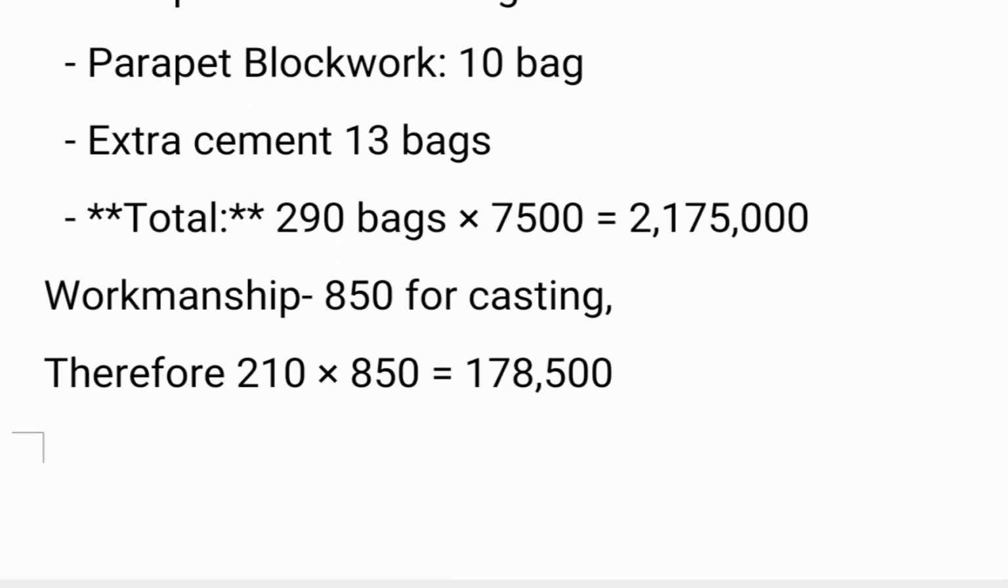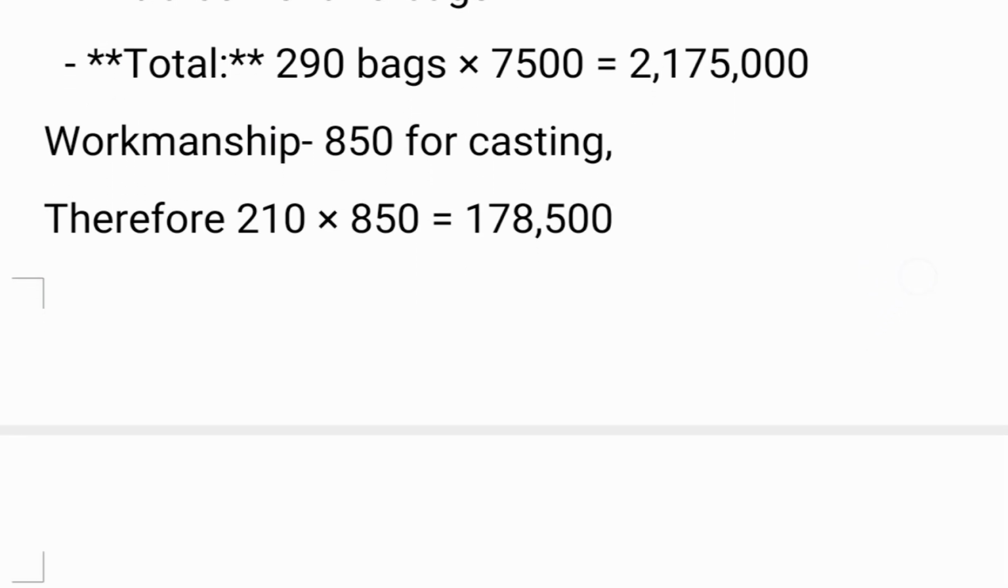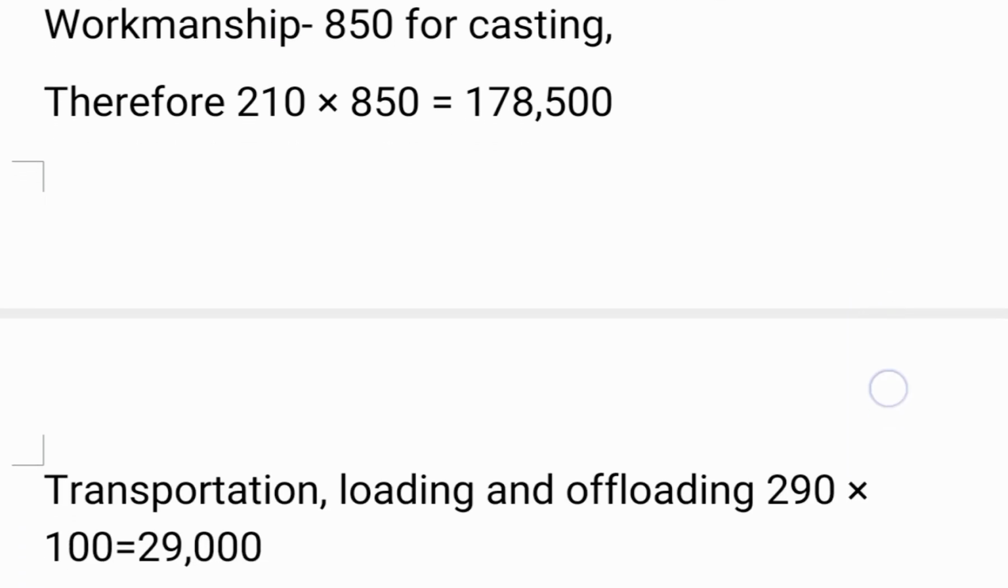Workmanship. Workmanship depends. That's why I had to break it down. It depends on your workers and your engineers. Some workers will prefer you paying per bag of cement, while some workers will just charge you a total price, and both of you will bid and agree on the price that they will do the whole work for you. So here I worked with 850 for a bag of cement, all right, for casting, and when you multiply it, it gives 178,500 for casting. I indicated it, please take note.